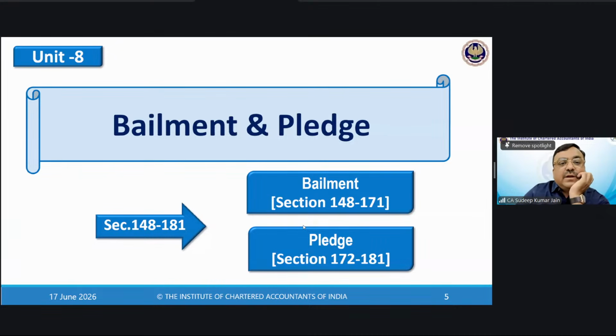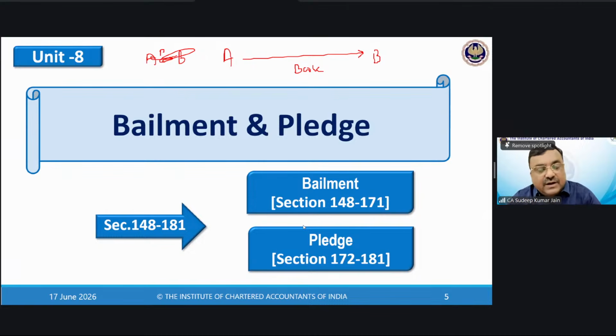See, if there are two persons A and B, and B asks A, please give me your book for study purpose. A gives the book to B for study purpose, and after the accomplishment of the purpose, after the exam, the book will be returned to A. So the contract between A and B is a contract of bailment. In this contract, ownership is not transferred. The book is delivered only for study purpose, with the condition that B will return the book after the purpose is accomplished.